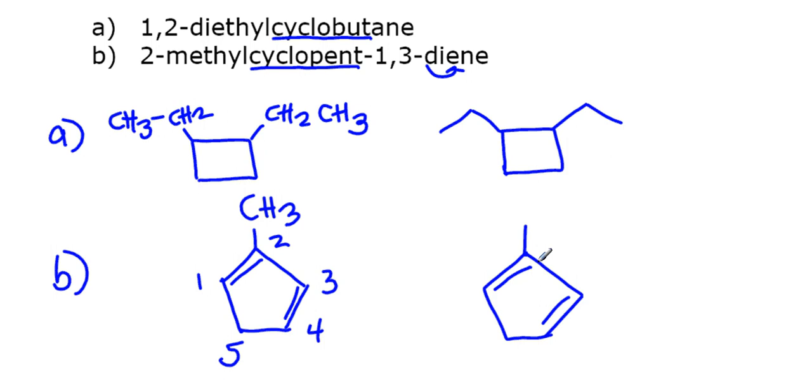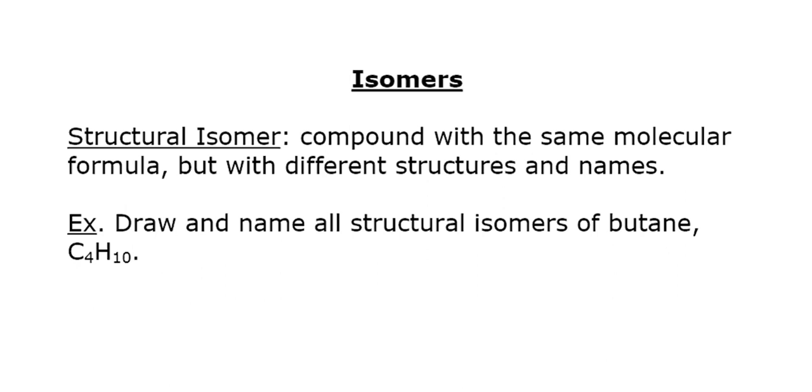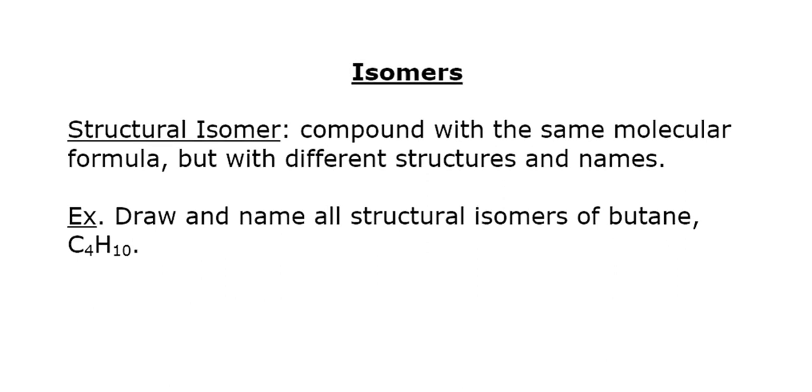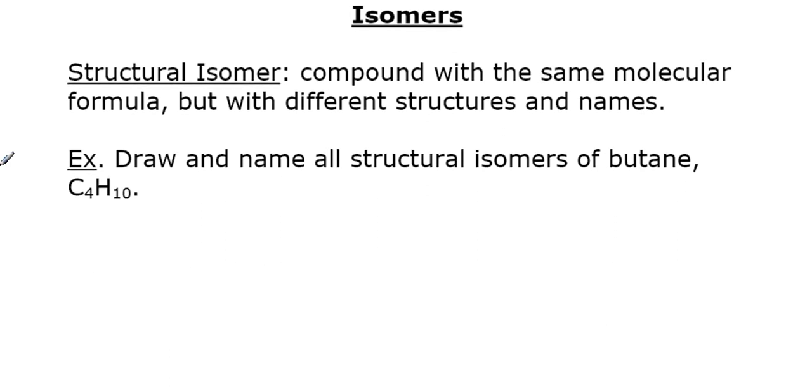Next, we're going to move on to something called isomers. So what are isomers? There's a couple different types of isomers. We're going to start off with structural isomers. These are compounds that have the same molecular formula, but when you actually look at their structures, they have different structures and different names because of it. So we're going to start off with a really simple one to give you an idea.